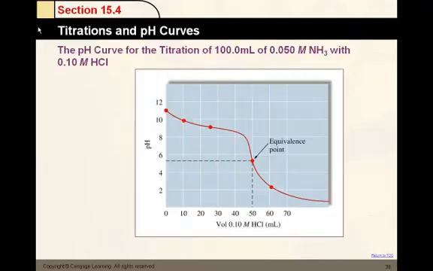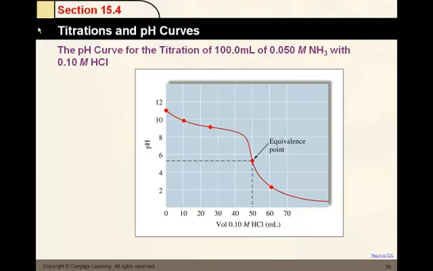Here's an example of the pH curve for the titration of 100 milliliters of 0.05 molar ammonia with 0.1 molar hydrochloric acid. Now, we haven't done one of these in class, but you'll notice that as a base, the first point that you see there, up by about 11, is the pH of the base. When you add the acid to it, you can see that the pH begins to decrease until the equivalence point, which is a little bit less than 6.